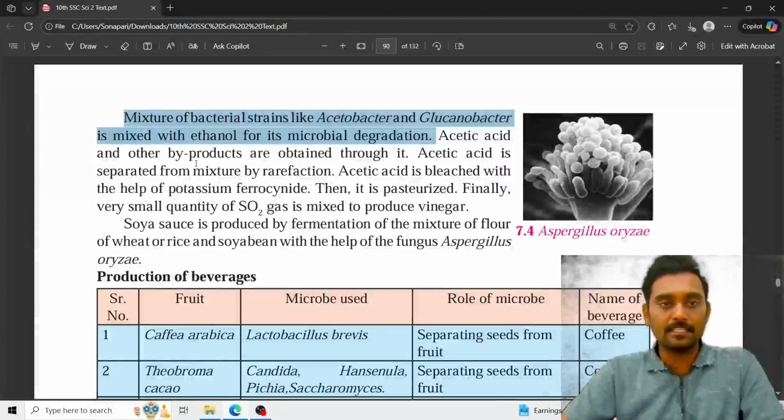So acetic acid is separated from the mixture by the rarefaction method. Okay, it is a different method.